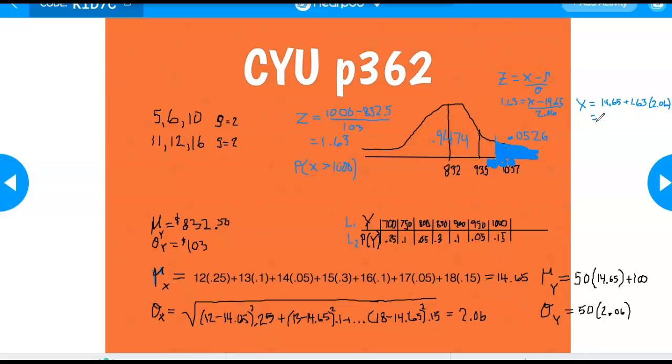Well, we could see, I know 1,000 is right here. 1,000, that was 18 units. So anybody of 18 units or above would be $1,000. So if you multiply that out, you should get a number of about 18.